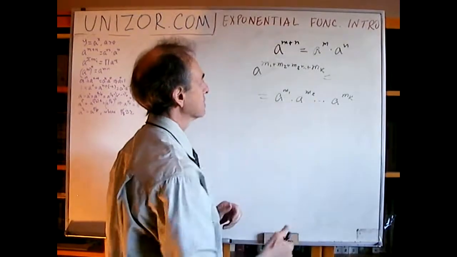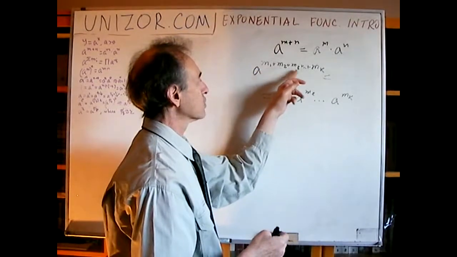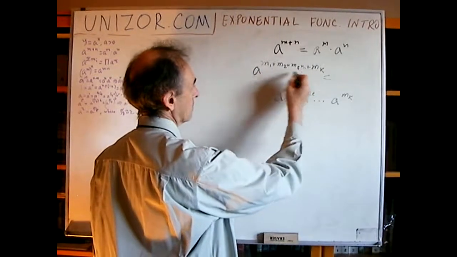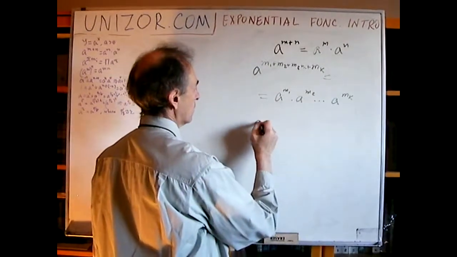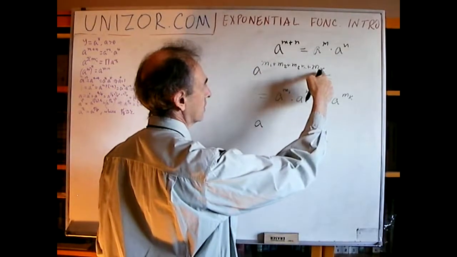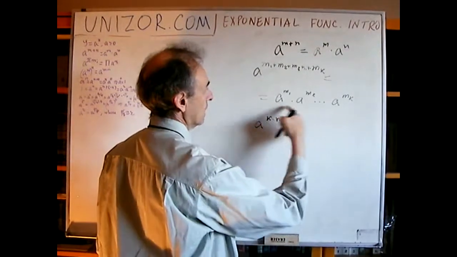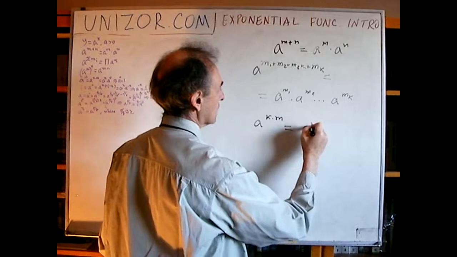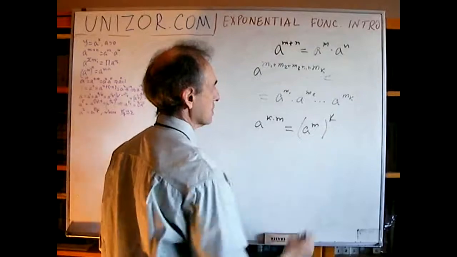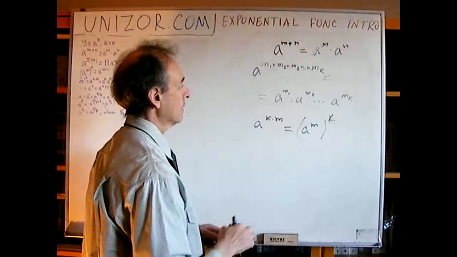This is obvious, and one of the consequences is: if all m1, m2, m3, etc. are equal to each other, and they are equal to some number m, then I will have a to the power of m plus m plus m, k times, right? So it's k times m. And this is a to the mth power, multiplied k times, which is this. So this is yet another property which is obviously a consequence of this one.